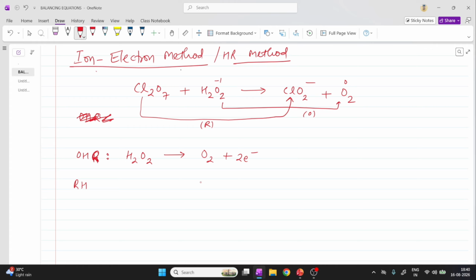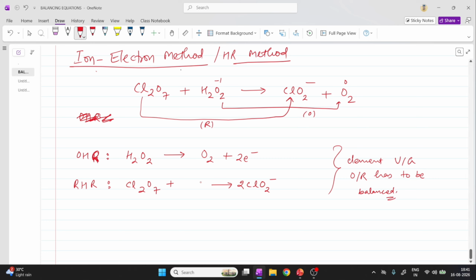And if I have to write the reduction half reaction, then in reduction I have Cl2O7, and this will accept some electrons, and this is becoming ClO2 minus. So before writing the number of electrons, because this is Cl2, I should write 2Cl first, because the number of atoms of the elements undergoing oxidation or reduction has to be balanced.